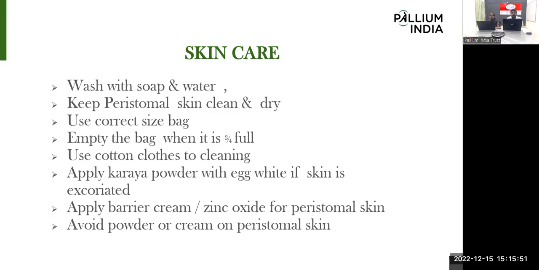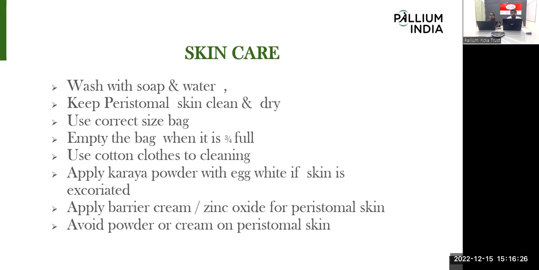Then empty the bag when it is half or three-quarters full of fecal matter. We need to evacuate it, or otherwise it will come through the stomal area and be in continuous contact, and a ring-type peristomal area will become visible. That area, continuously exposed to the waste matter, will cause peristomal excoriation. So we need to empty the bag in proper time.